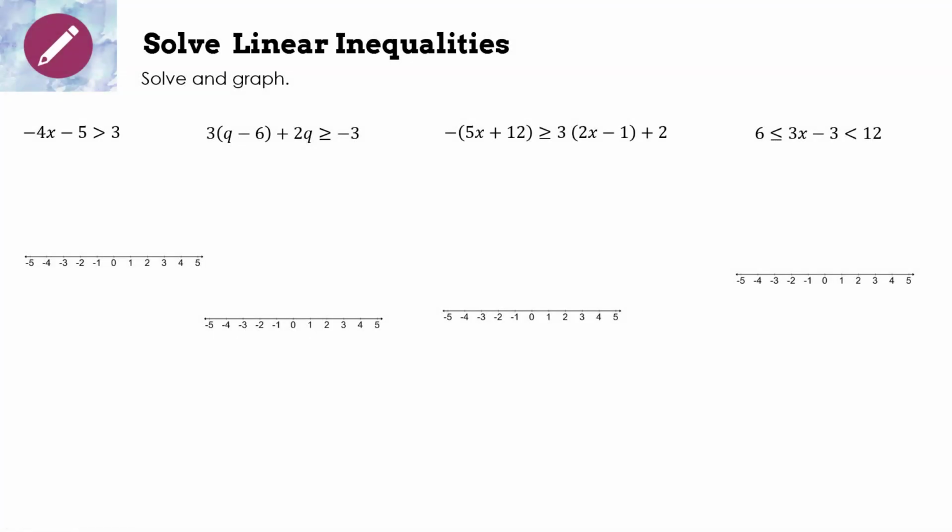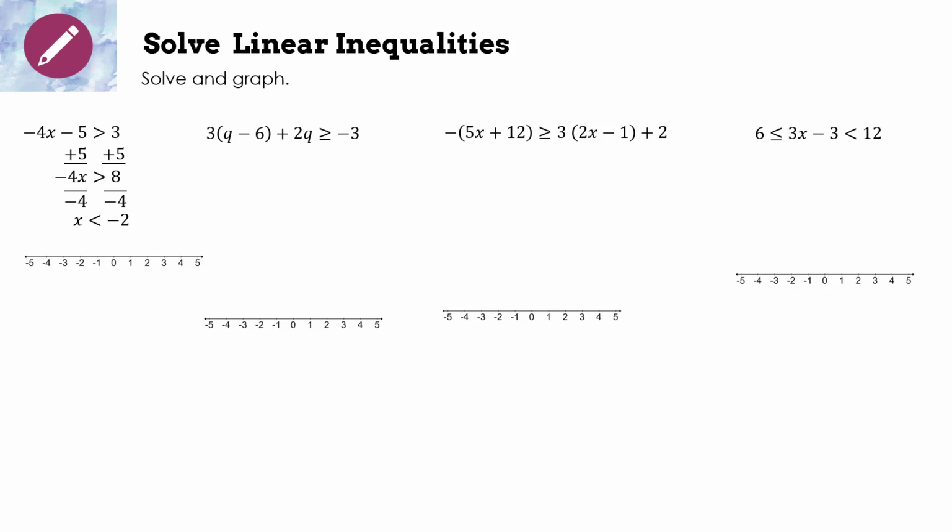Let's look at our first one. -4x minus 5 is greater than 3. We're going to solve it as if it's an equal sign. We want to get -4x by itself. We need to get rid of -5. So all we're going to do is add 5 to both sides of the inequality, and we end up with -4x is greater than 8. We still need to get x by itself, so we're going to divide by -4. What happens now is our inequality is going to change directions because we divided by a negative number. So we end up with x is less than -2.